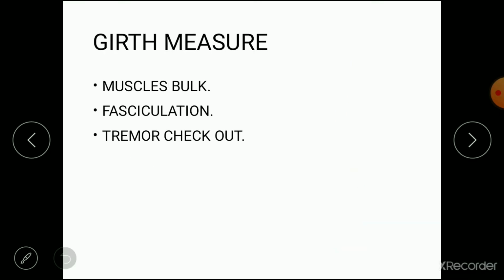So first is the girth measurement. Basically in girth measurement, the important thing is we check the muscle bulk. Any atrophy or hypertrophy, whether it is present in the muscle or not, that we have to check. Then fasciculation and tremor, either intentional tremor or postural tremor. Whether any kind of tremor is present in the muscles or not, we have to include in this motor part.